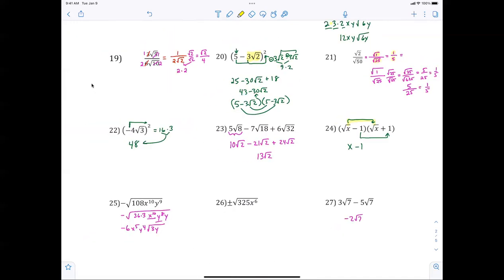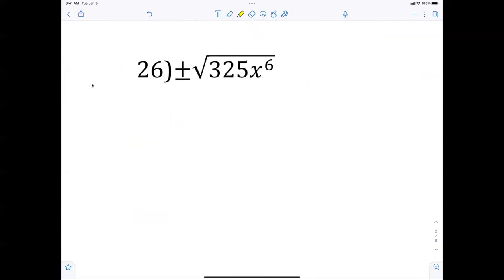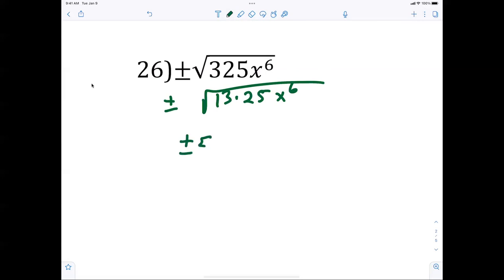Good. All right, 26. Now it ends in 25. So if I had, how many quarters are there in $3.25? 13. That's what you should be thinking. 13 times 25, x to the 6, square root, plus or minus. Final answer, plus or minus square root 13. Good. Everybody's good?